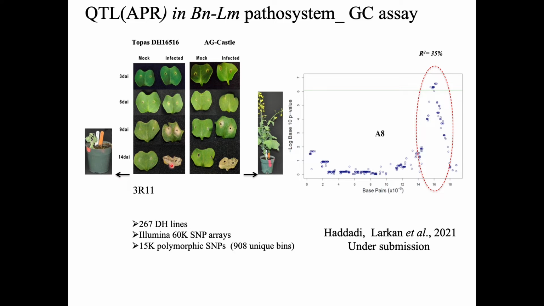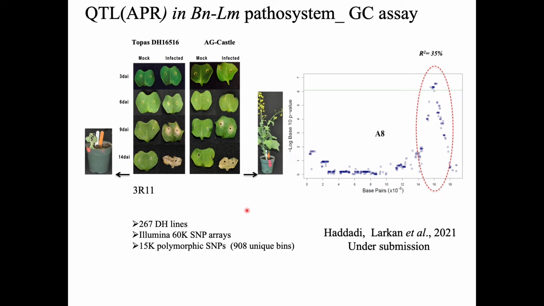The infected plants were left to grow. Topaz is totally collapsed. On the other hand, Castle is growing normally, producing flowers and seeds, as expected. So the adult plant resistance here works under the growth chamber condition.